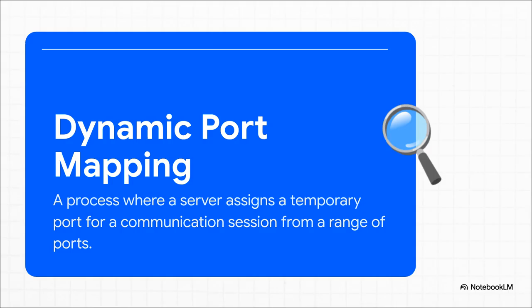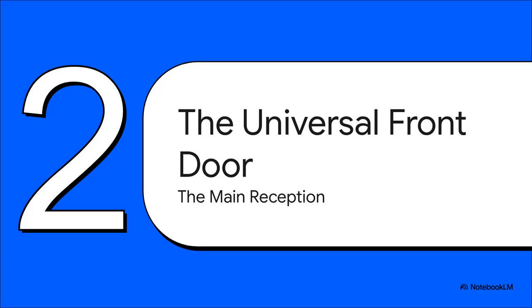So the question is still there. How does the client ever find out which door to knock on? Well, just like our building with its random door numbers, there has to be one place you can always go for information, right? A universal front door. A main reception desk that never, ever moves.